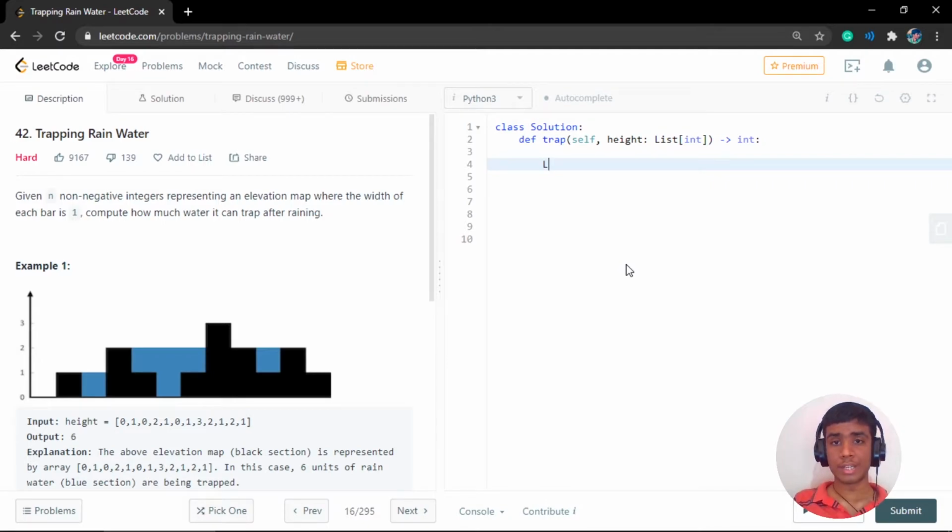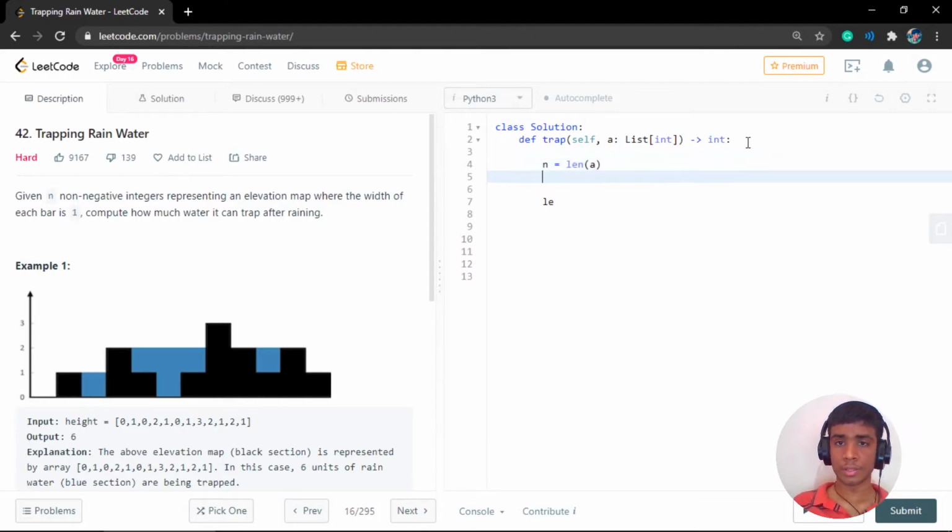Let's say left elevations, and I will even change this to a for simplification. And let's do some basics. n is equal to length of a, right?